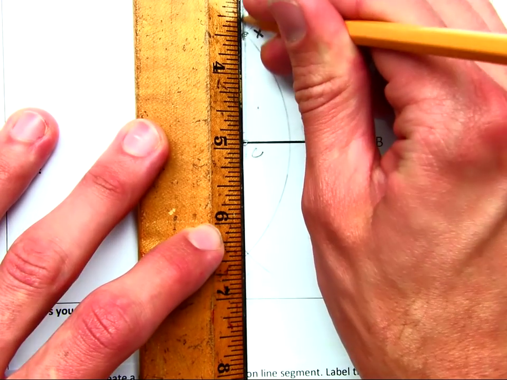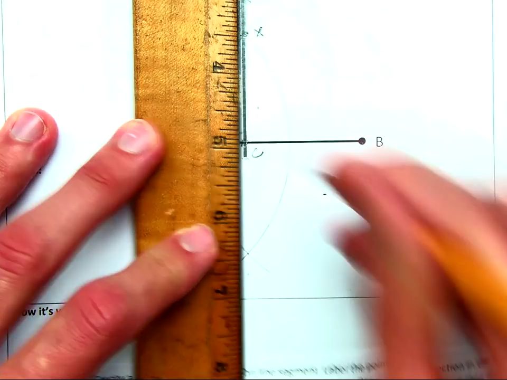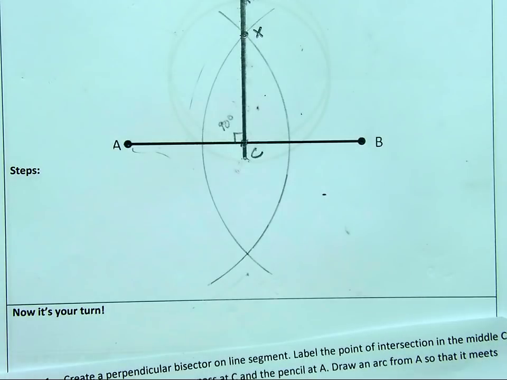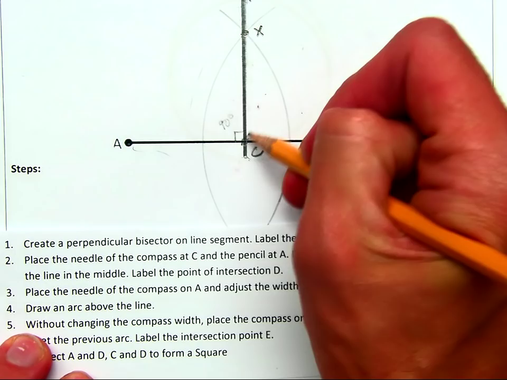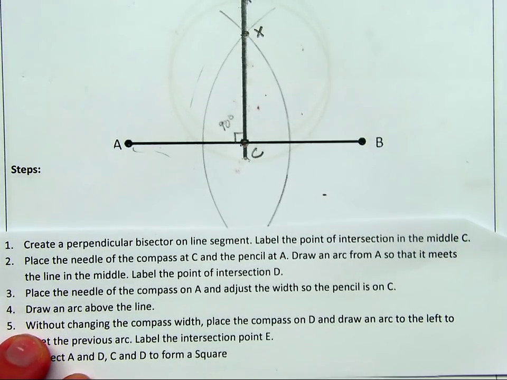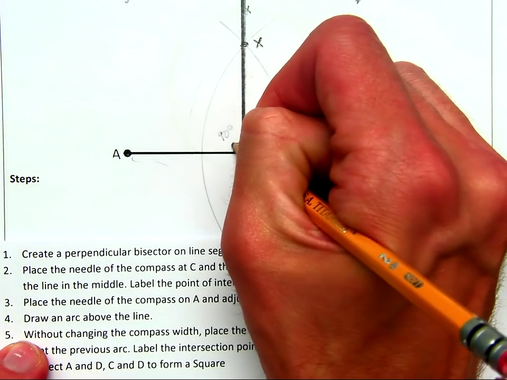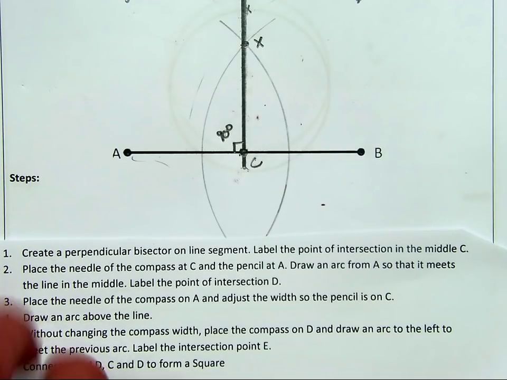Alright. So you draw it, and let's stop a little after the line because, again, words. There's my bisector. And what you want to do is label the point of intersection in the middle C. So this is all step 1. Draw the perpendicular bisector. And what was so special about that construction is it creates a 90-degree angle, which is exactly what we need to make a square.